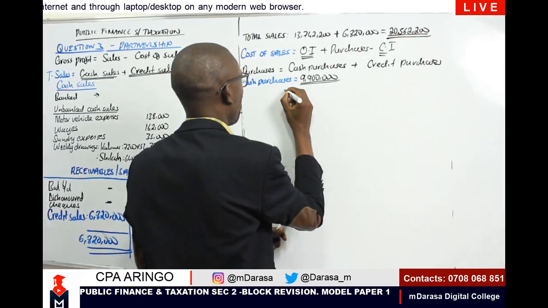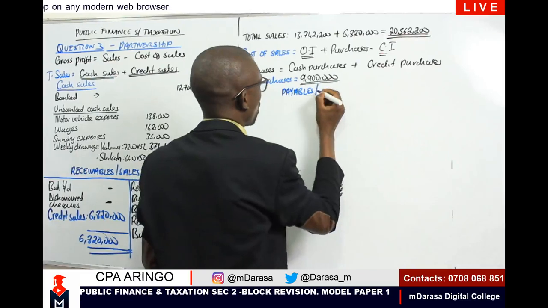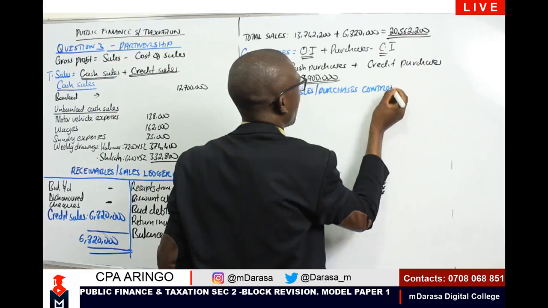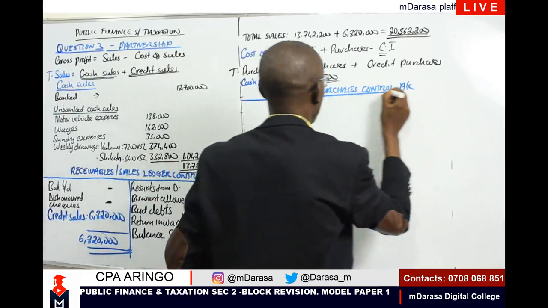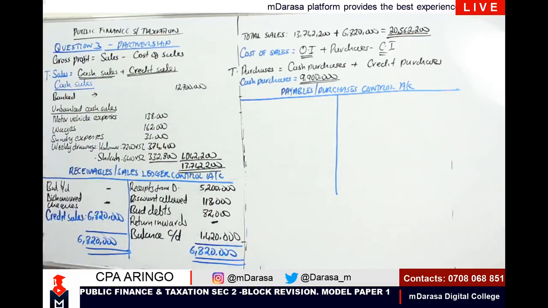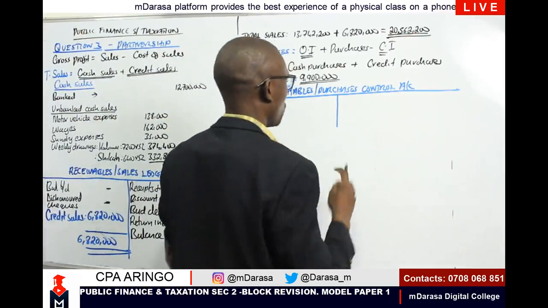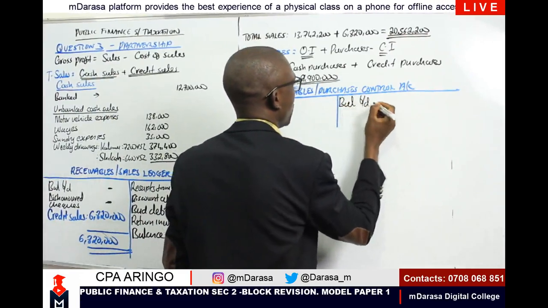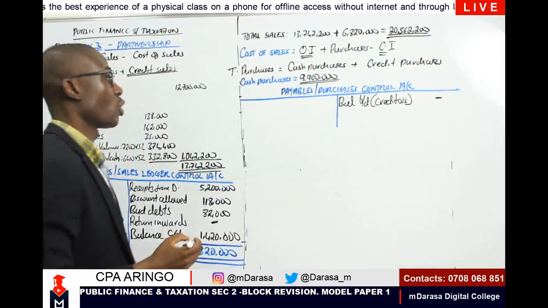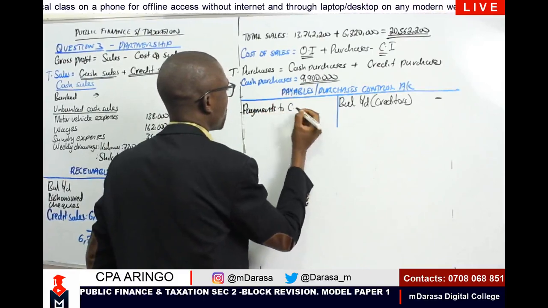If not given your credit purchases, you have to prepare your payables control account, or purchases control account. And the question is, do you still remember the format of the control account for our purchases? We must remember this. So our opening balance should be on the credit side, balance brought down, and you're looking at our creditors balance, right? In this case, we didn't have it. Talk of payments to creditors, we weren't given.